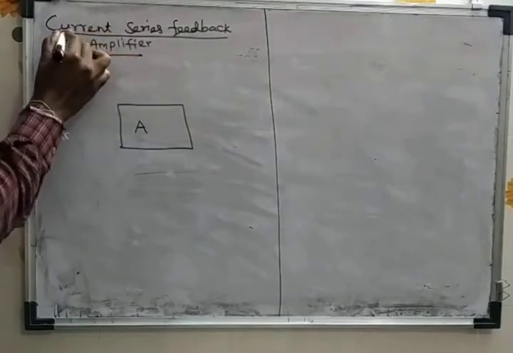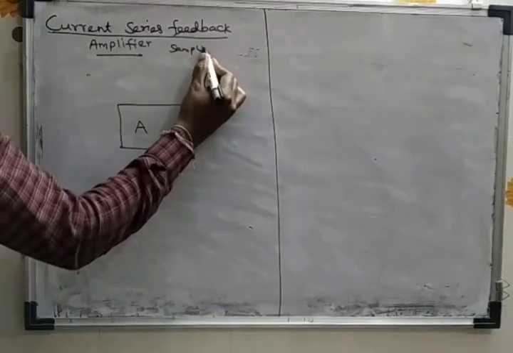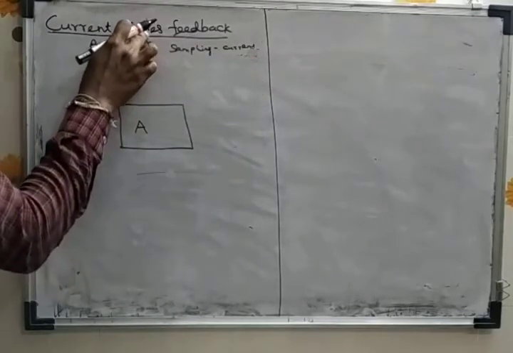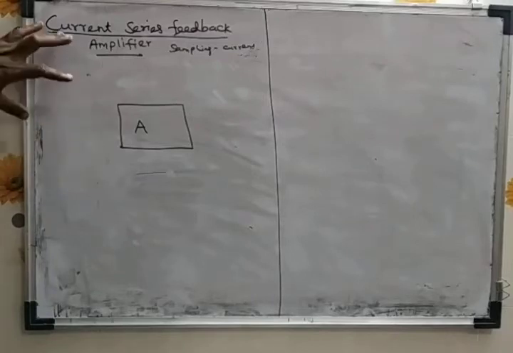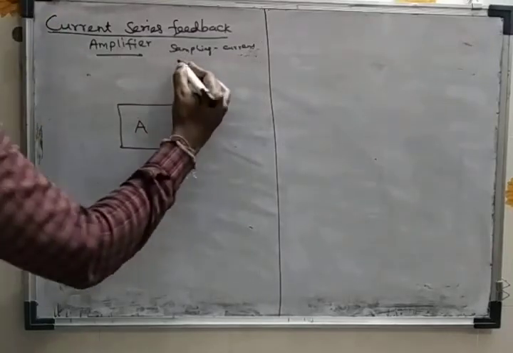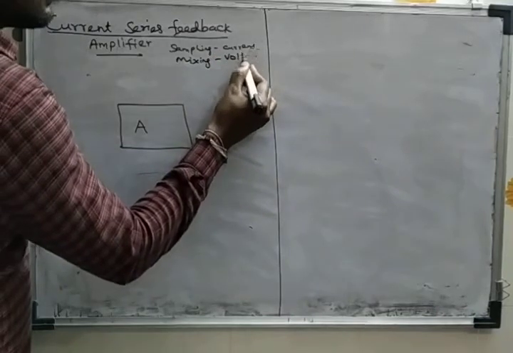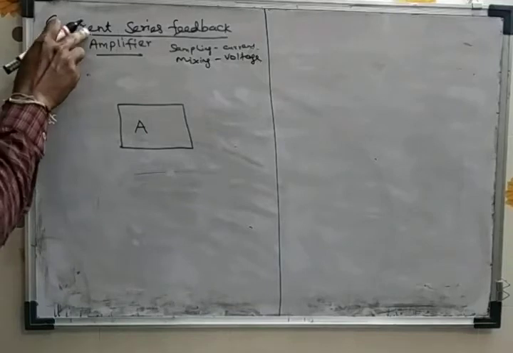So current sampling. The sampling is current. And mixing is series type of mixing. Series mixing means voltage mixing. Current sampling and mixing is voltage.